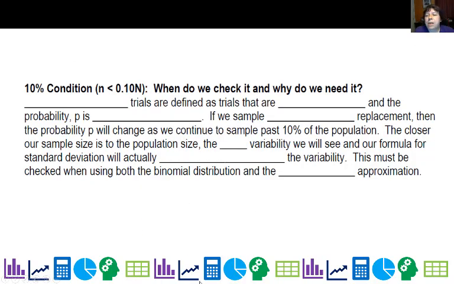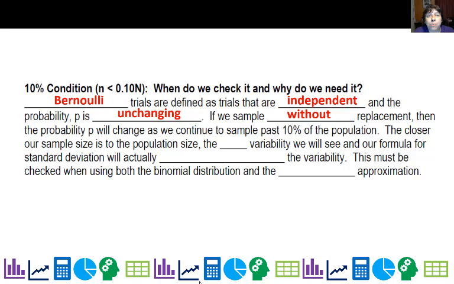Okay, so what are some of the conditions that we can use a normal distribution for? Well, or binomial even. Well, there's the 10% condition. When do we check it and why do we need it? Well, Bernoulli trials are defined as trials that are independent and the probability p is unchanging. If I start taking more than 10% of the sample out and keep going, then my proportions are going to change. I mean, they might not, but they could very easily change.